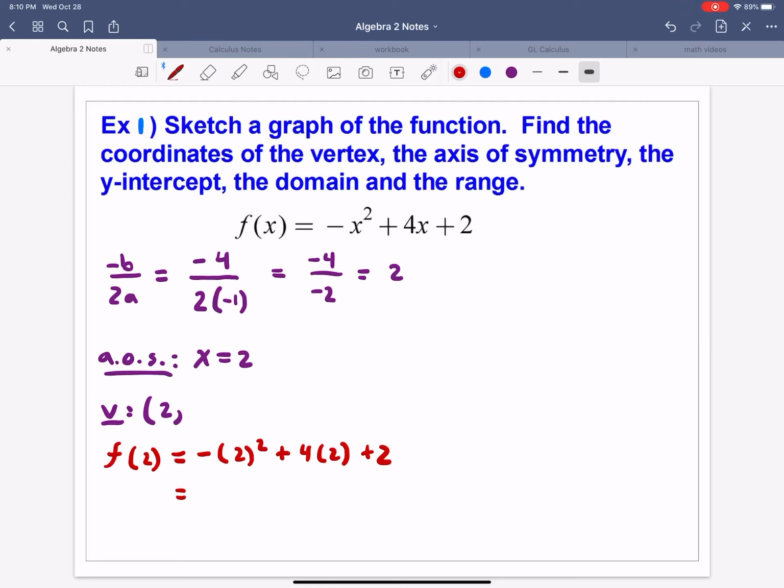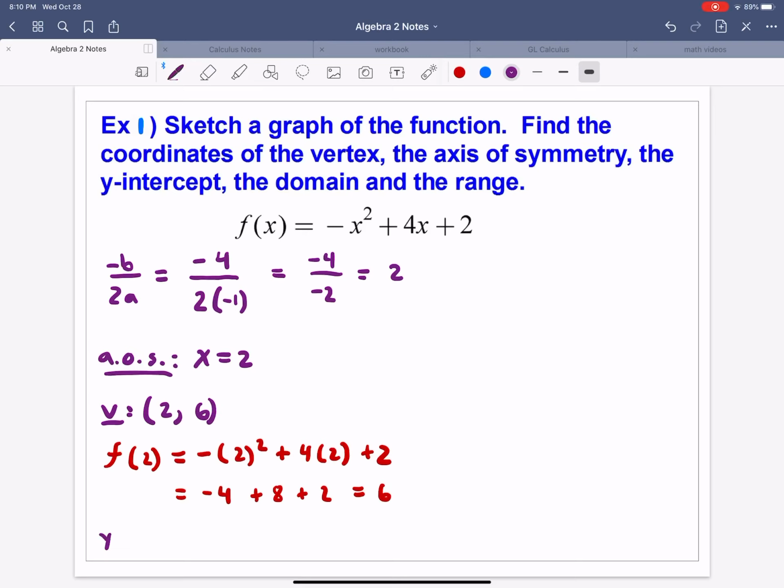Take a second and see if you can simplify this expression right here. Be careful with the order of operations. 2 squared is 4, and then we multiply by negative 1. If you're going to make a mistake here, here's where you're going to make it. The negative is not being squared. We just square the 2 and then multiply that by negative 1. So that becomes negative 4 plus 8 plus 2 equals 6. So my vertex will be at (2, 6).